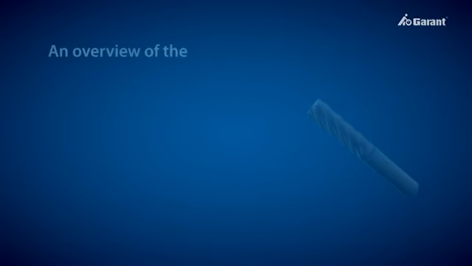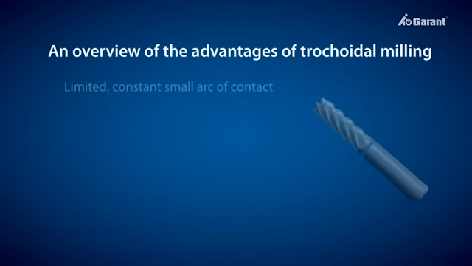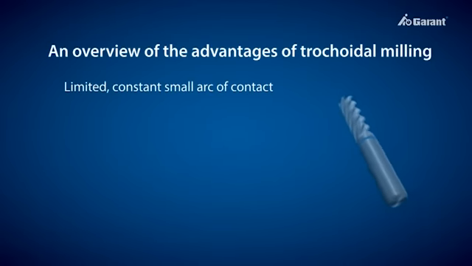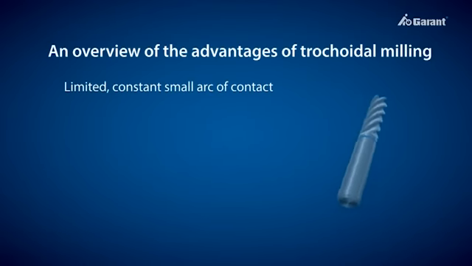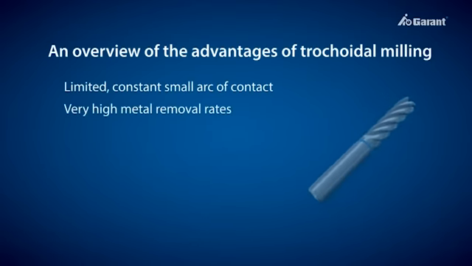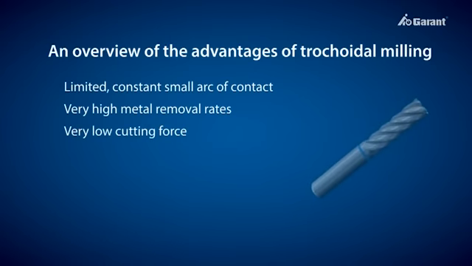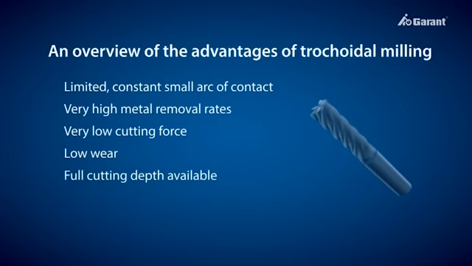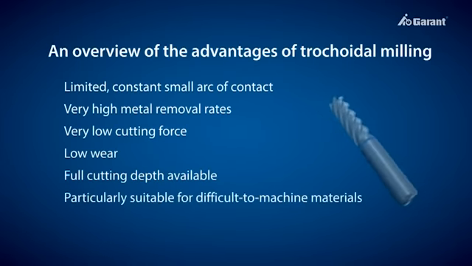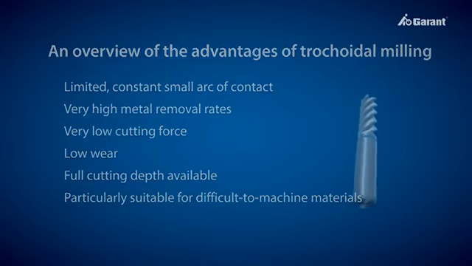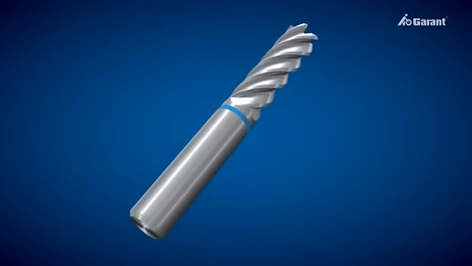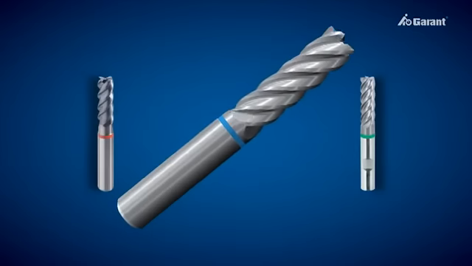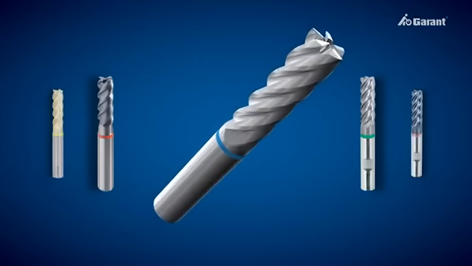This delivers many advantages, such as a limited, constant small arc of contact coupled with very high metal removal rates and very low cutting forces. Machining can be at the full cutting depth from the start, whilst achieving low wear. Trochoidal milling is particularly well suited to difficult-to-machine materials. The greatest benefits are achieved for hard machining and for machining stainless and superalloy materials.